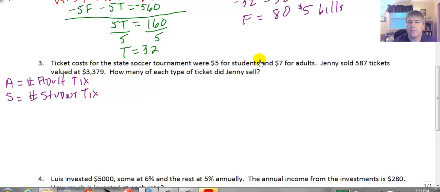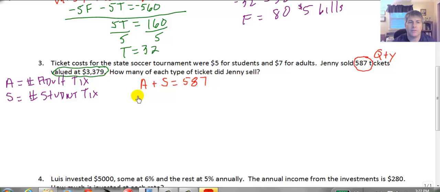And again, since we're working with a quantity and a value, we're going to have a quantity equation. 587 tickets is our quantity of tickets, the number of pieces of paper. And we are also going to have a value equation. So our quantity equation, that's usually the easier one: the number of adult tickets plus the number of student tickets equals 587 tickets.